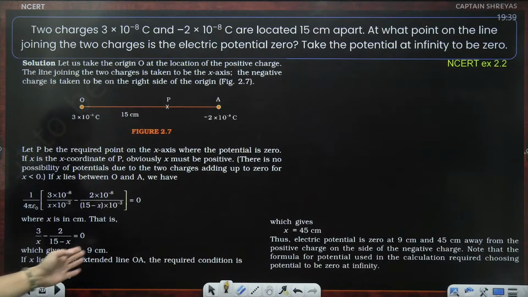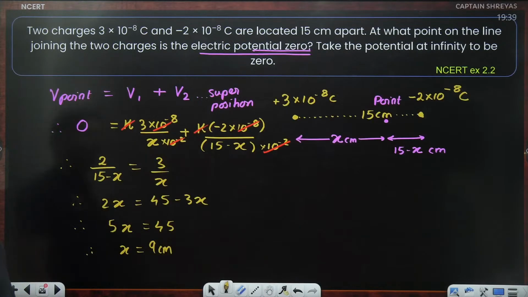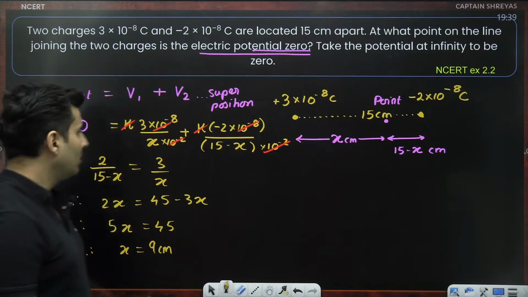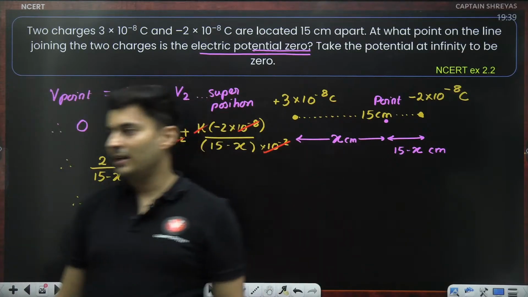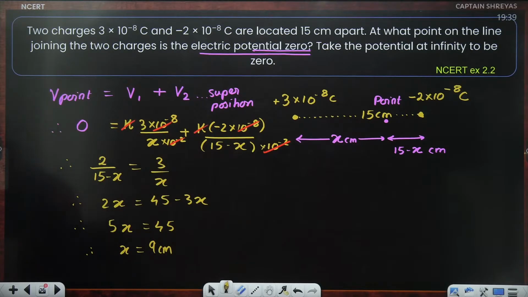So 9 centimeters from one side. That means from the other side it will be 6 centimeters. I hope this is clear. Is that understood? So 9 centimeters from here, 6 centimeters from there. Very good. Excellent.